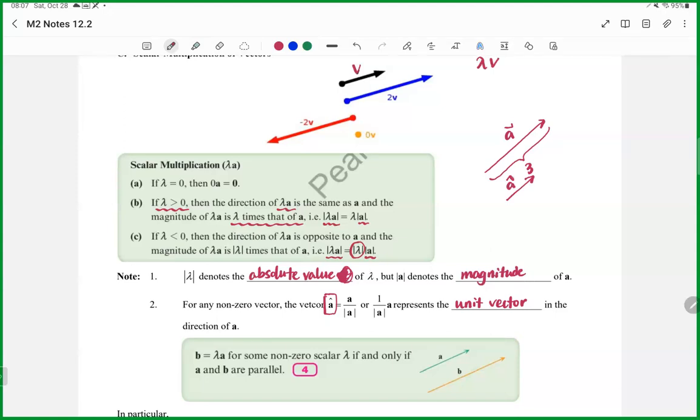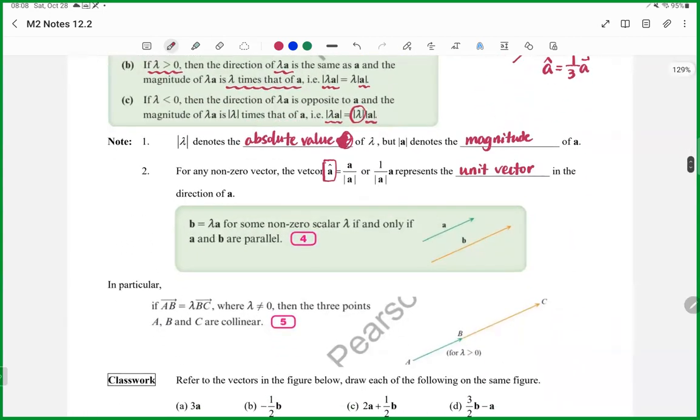You take a and then divide by 3, because the length of a is 3. If you divide by 3, then the length is 1. So that is the unit vector. Whenever you want to get a unit vector, you just take that vector and divide it by its length. Next thing.